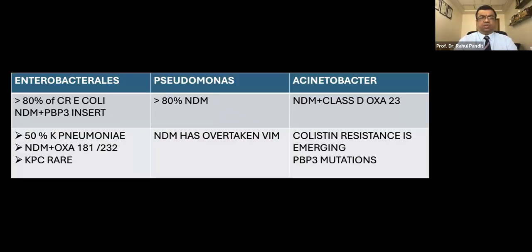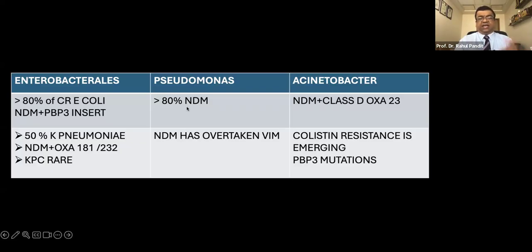Let's further break this down and understand Enterobacteriaceae, Pseudomonas, and Acinetobacter. So if you have a patient who has one of these Enterobacteriaceae positive, then you will see that almost 80% of them will have either a carbapenem resistant E. coli, and you may have an NDM plus a PBP3 insert. Now, PBP3 insert essentially makes them immune or resistant to your ceftazidime avibactam and aztreonam combination. So you really need to understand what antimicrobial you're going to use for this bacteria.